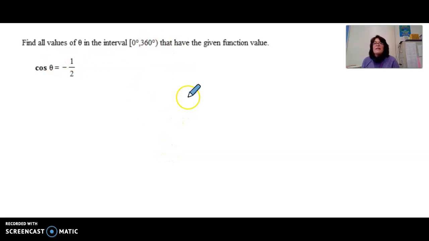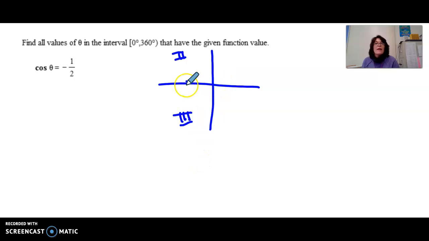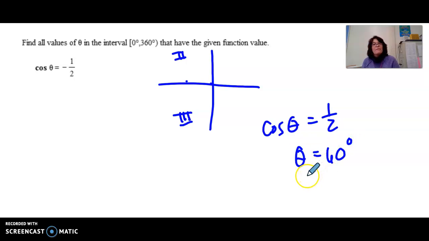Find all values between 0 and 360 such that the cosine of theta is negative a half. What's cosine? The x-coordinate? So I know I'm over here in the second and third quadrants. That's where x is negative. Okay? Now, cosine of what is a half? I can look over at my little table, that I'm supposed to be getting memorized, and I see that that's 60 degrees. That's not my answer, because the cosine of 60 is positive a half. We want negative a half.